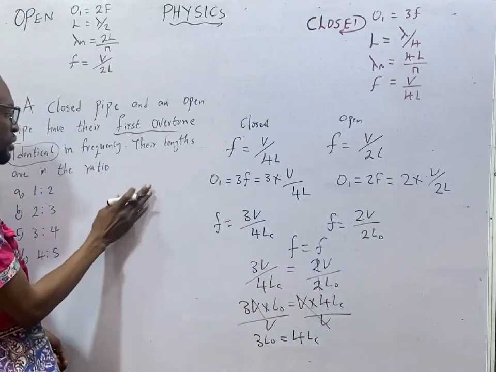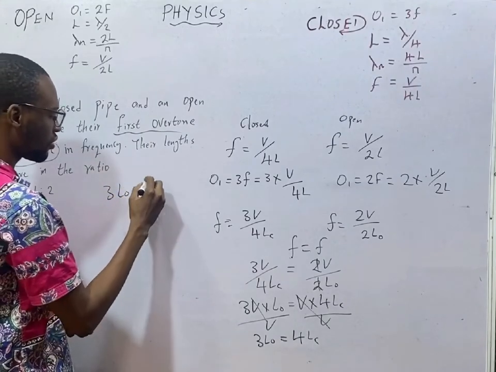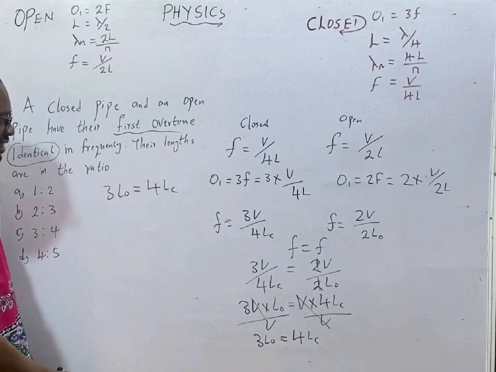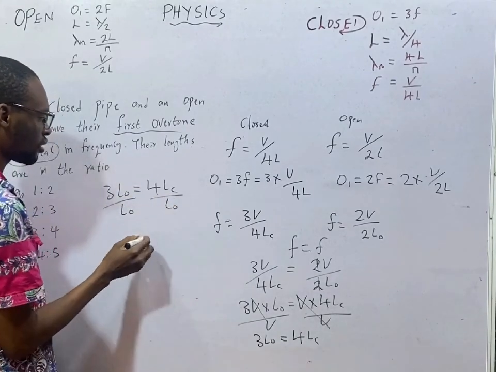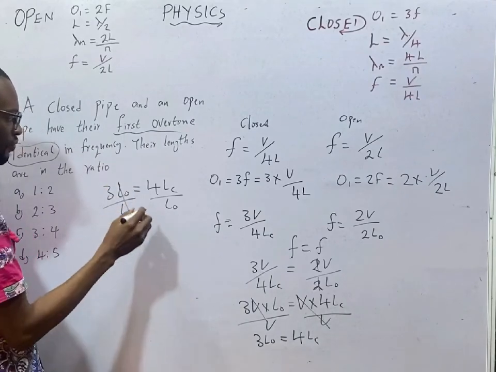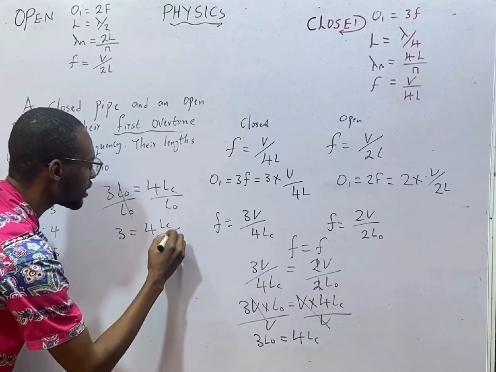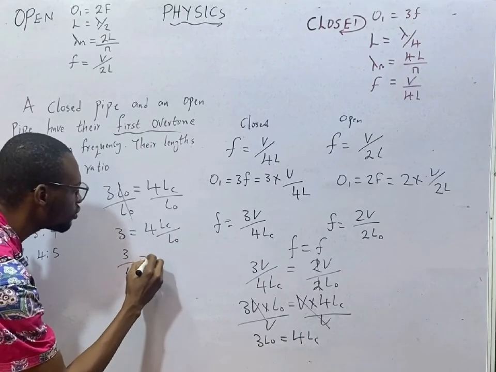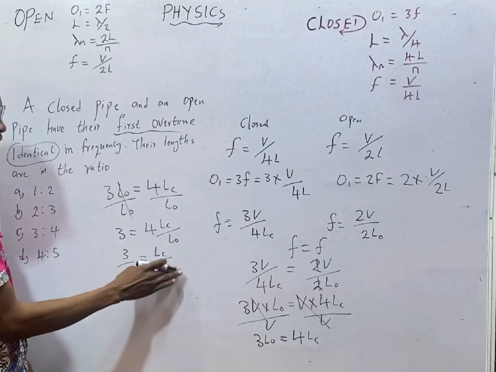4LC. So let me put it here for clarity. 3LO equals 4LC. So let's divide both sides by LO. If you divide here by LO, you divide here by LO, you have this. So this becomes 3 equals 4LC over LO, which is the same thing as 3 over 4 equals LC over LO.